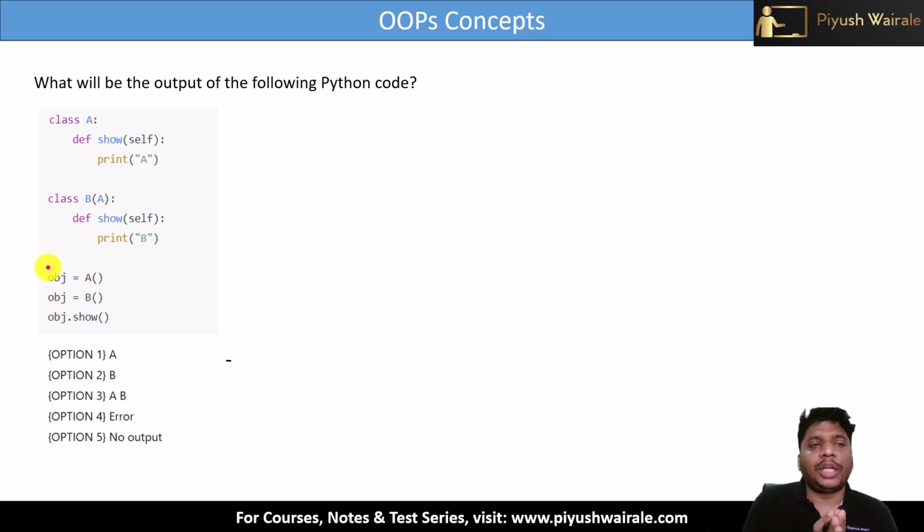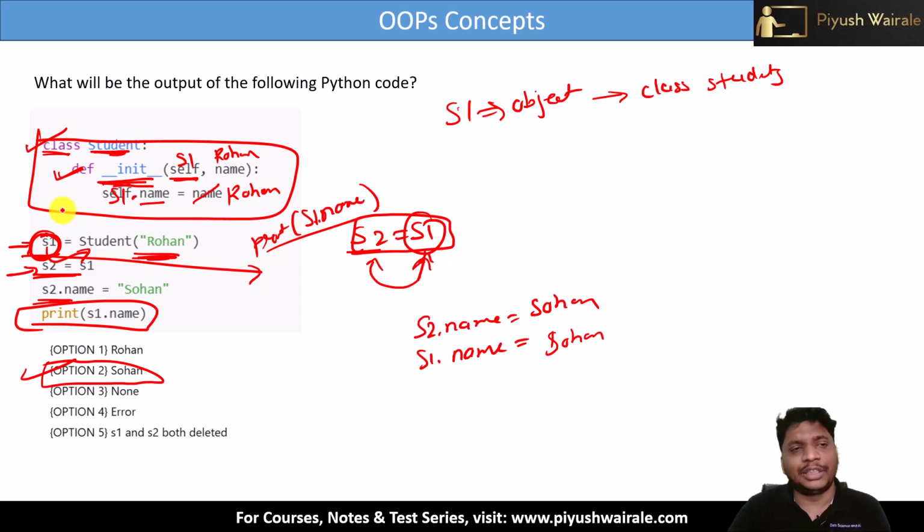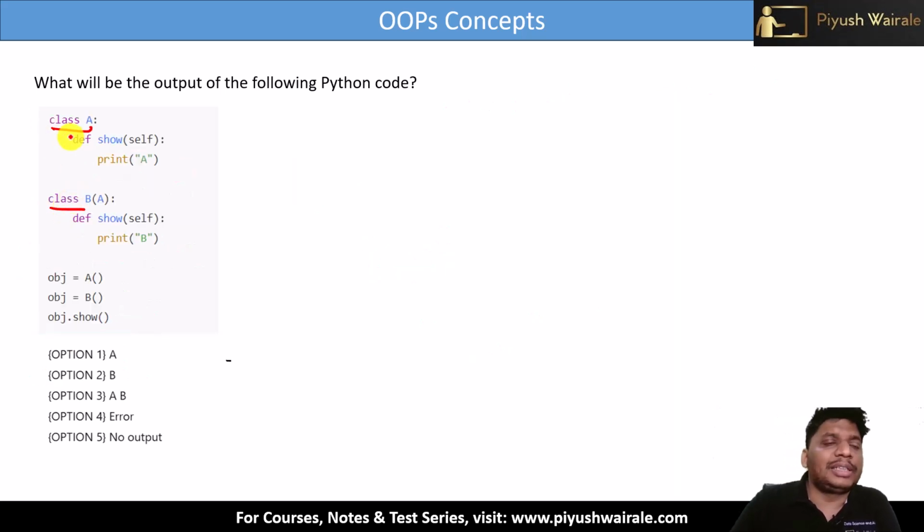Question number 2. What will be the output of the following Python code? So again, we have a Python code. You can see we have two classes here now. Class A, class B. In bracket, we have specified A. So what does this mean? In the previous question, we just had one class, that is basically a student, right? Now what about this class A?